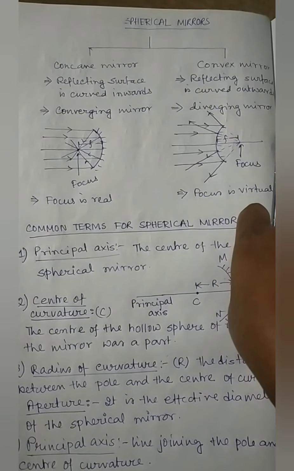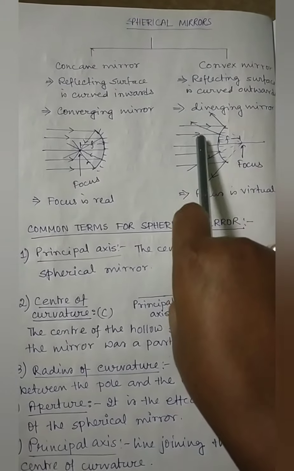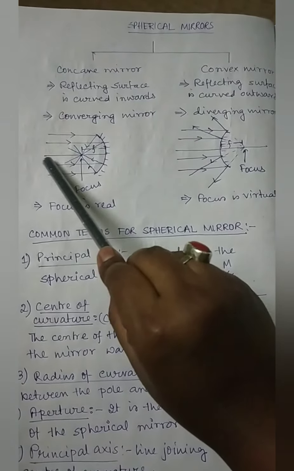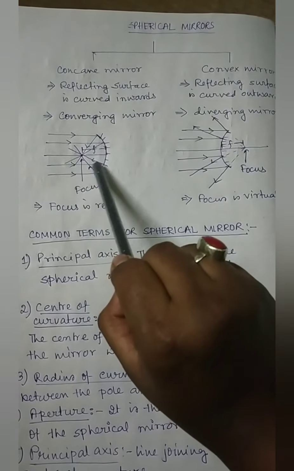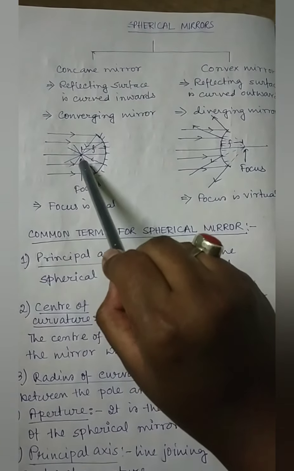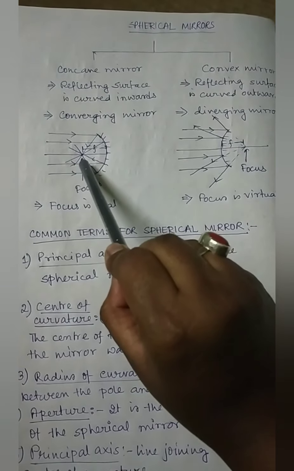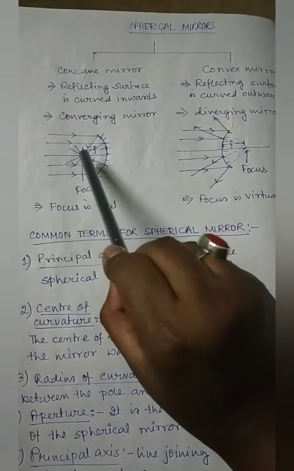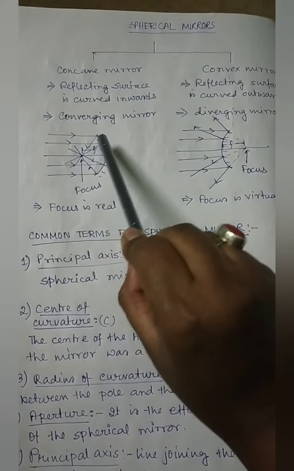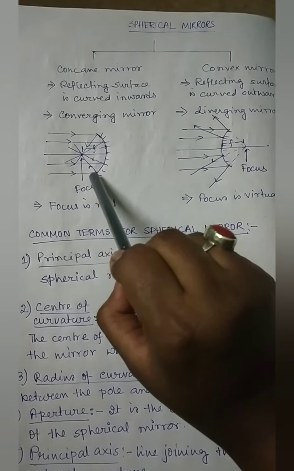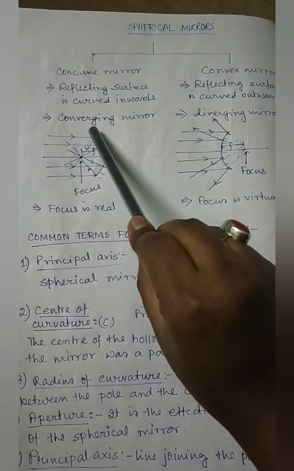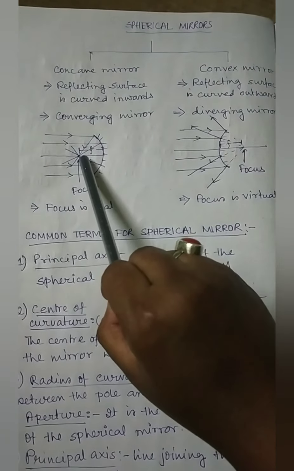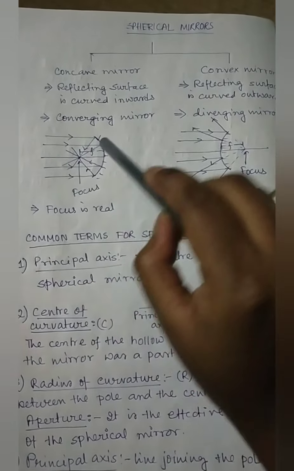Now let's see why this one is called a converging and why this one is called a diverging mirror. So what happens when the rays of light come from infinity, they come parallel to the principal axis, and after reflection all the rays meet at a particular point. Here we can see that all the rays coming after reflection from the mirror are meeting at a particular point. That means all the rays are converging to a particular point. That's why this mirror, that is a concave mirror, is called a converging mirror. And this point where all the rays meet is called the focus of the mirror.